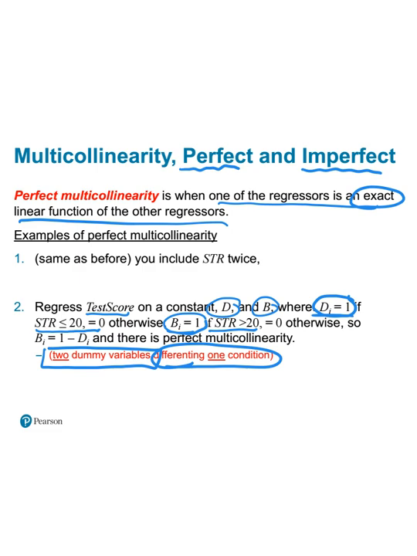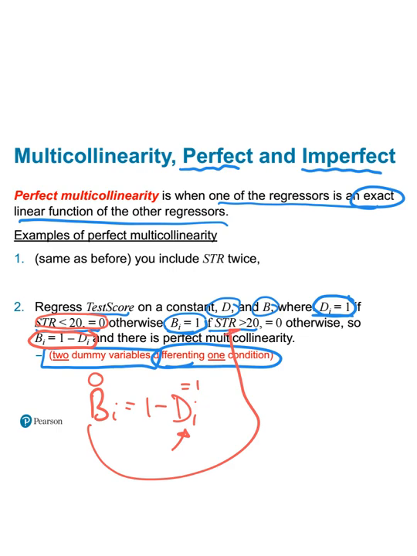Now, this is a slightly different example of a perfect, exact linear function of the other regressors. We have down here, I'll write this right here, bi is equal to 1 minus di. When di is equal to 1, when we have a small classroom, we know that 1 minus 1 is equal to 0. We knew that it was going to be 0 because if it's a small classroom, that means that bi is not going to be equal to 1 because it's not a large classroom. There is an exact relationship between bi and di with 100% certainty.